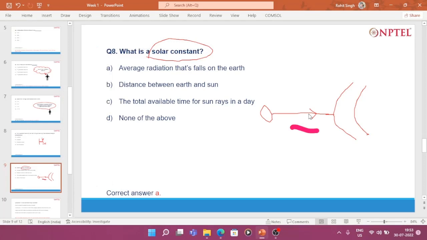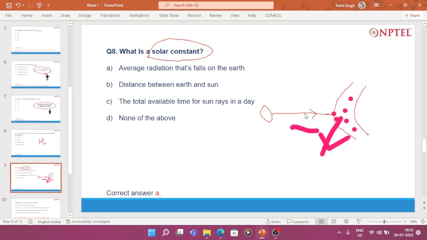Okay. So when the rays reach the Earth atmosphere, there are some particles here and there, some clouds or some gas molecules. What happens? They deflect these sun rays back. So we don't actually get to know the exact amount of sun rays received by the Earth per meter square. So that's why we go to extraterrestrial limits and measure the amount of sun rays received per meter square just outside the boundary of the Earth atmosphere.